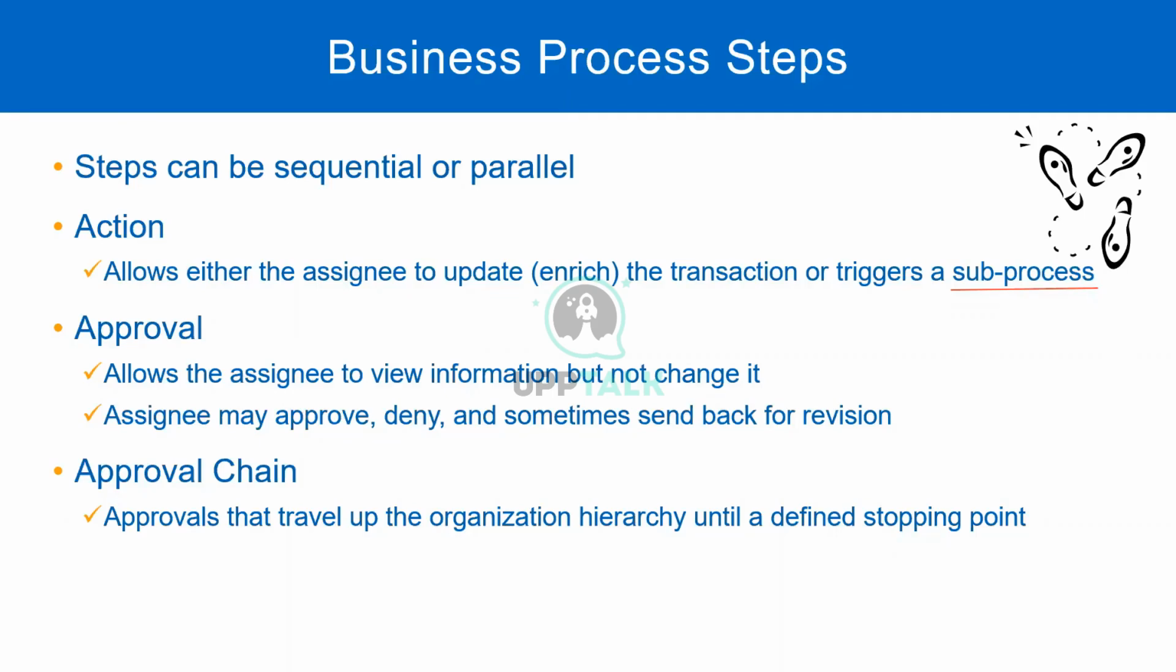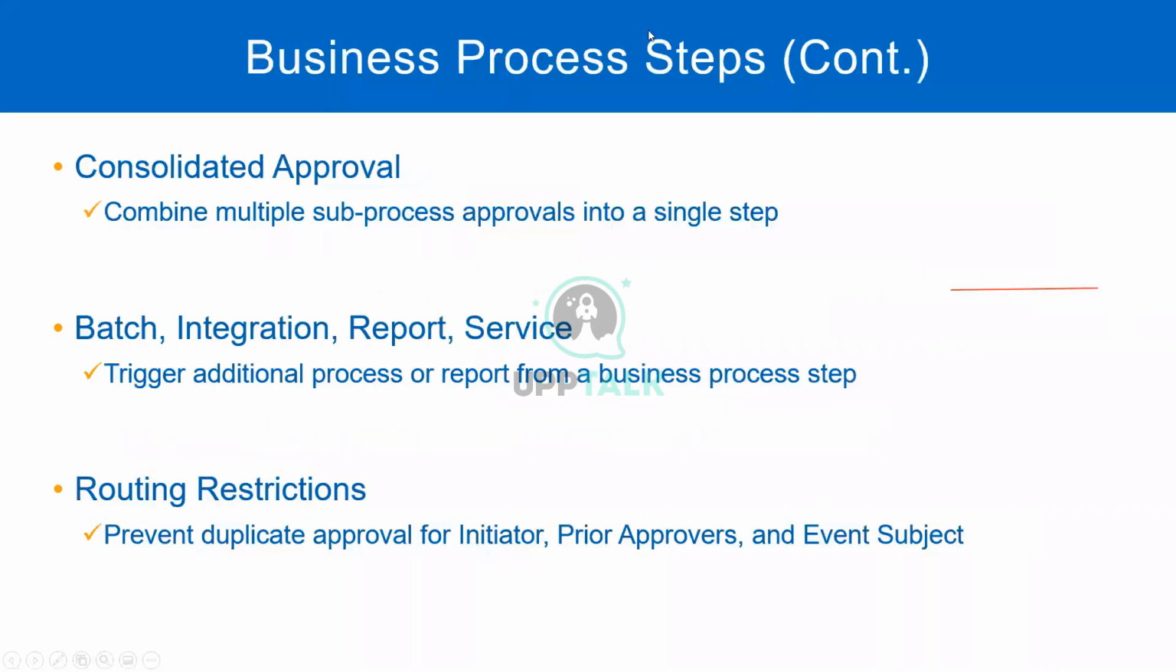Then we have another type of task, which is consolidated approval. Consolidated approval allows you to combine multiple sub-process approvals into a single step. So this is aimed at efficiency. It's useful for making the process very efficient.